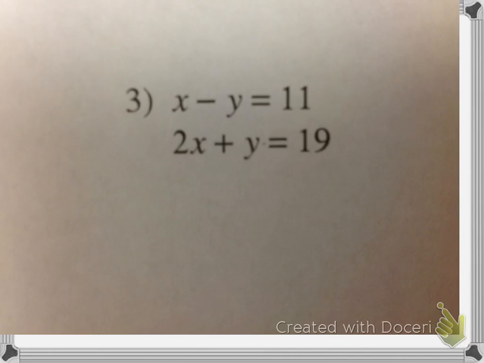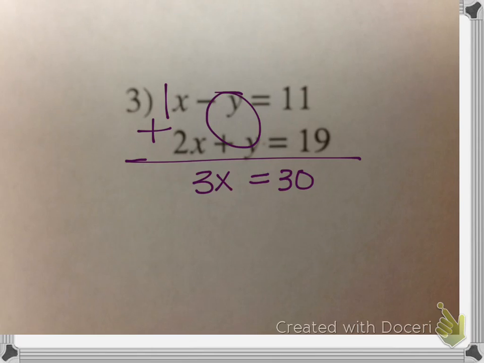So I don't have to do anything but add this up. I don't need to multiply anything because right away I'm going to get 0 with my y's. -1 plus 1 is 0. So my y's are gone. And 11 and 19 make 30. 1x and 2x make 3x. And really quickly, I found that x is 10.